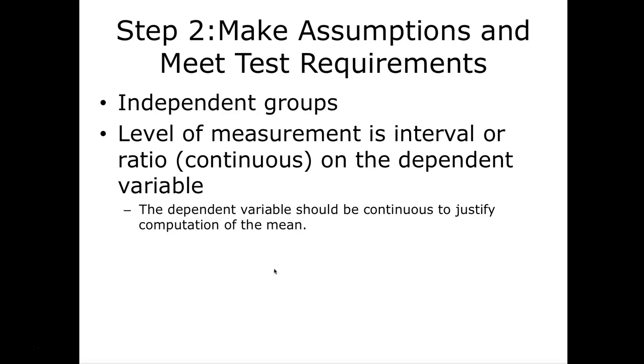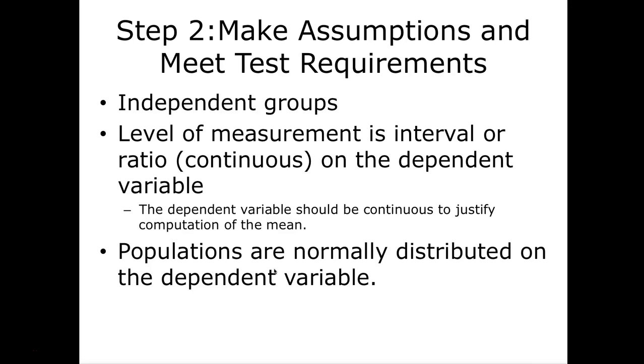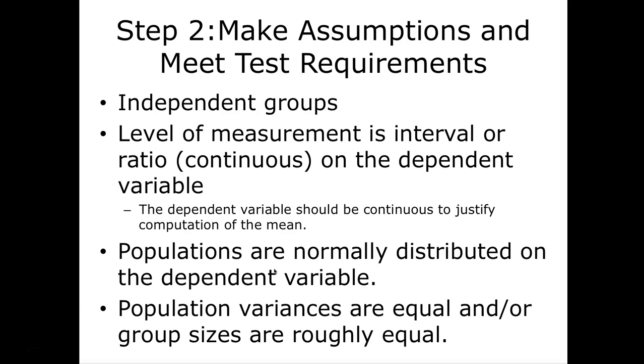And so we'll again want to go through and make sure that we meet the assumptions and the test requirements. And so we see here that we have independent groups. We have the level of measurement as interval or ratio, so continuous on our dependent variable. And again, the dependent variable should be continuous to justify computations of the means. The populations are normally distributed on the dependent variable, and our population variances are equal, or our group sizes are roughly equal. So again, this is the homogeneity of variance assumption.